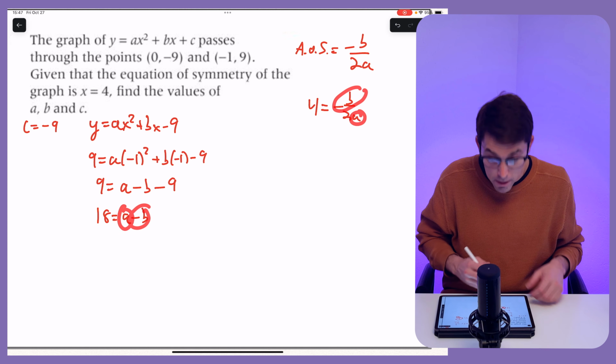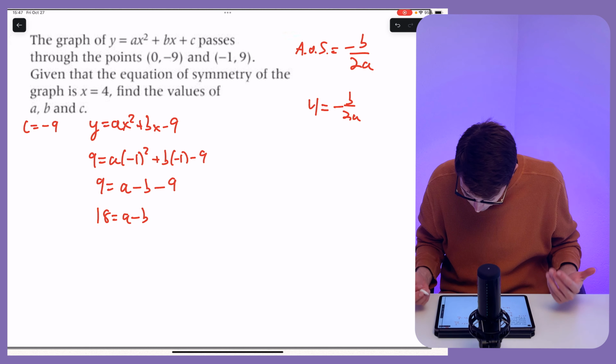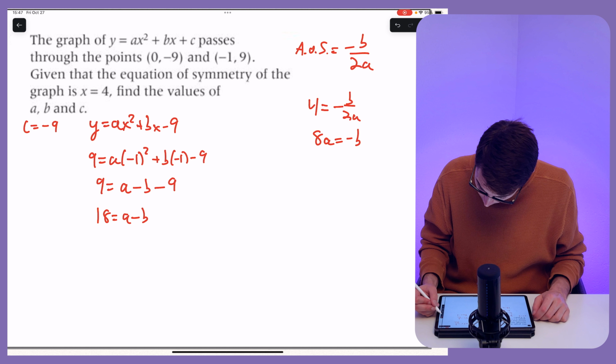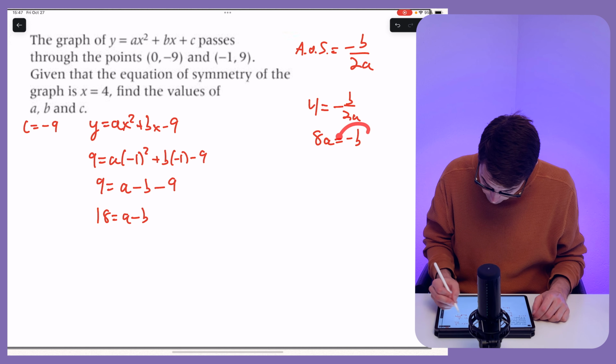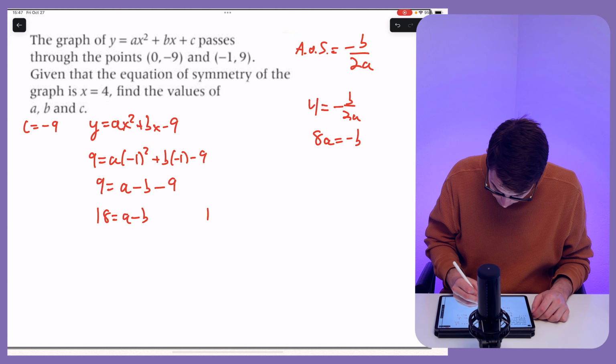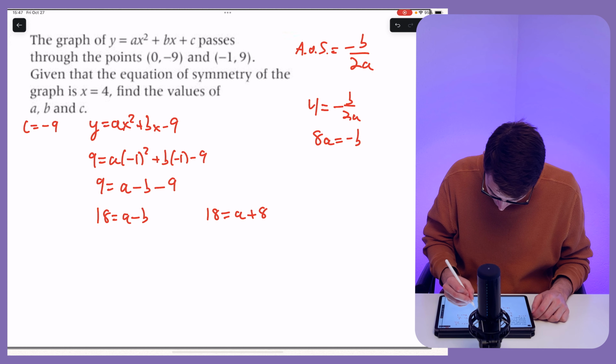I could do this for a, but I'm going to go ahead and solve it for negative b, because I can go ahead and move 2a over. That'll give me 8a is equal to negative b. And I can now plug in 8a whenever I see a negative b. So when I see a negative b, I'm going to plug in 8a. That's exactly what I'm going to do, and I'm going to do it as a little offshoot here. Let a plus 8a, 18 is going to be equal to 9a, and then a will be equal to 2.